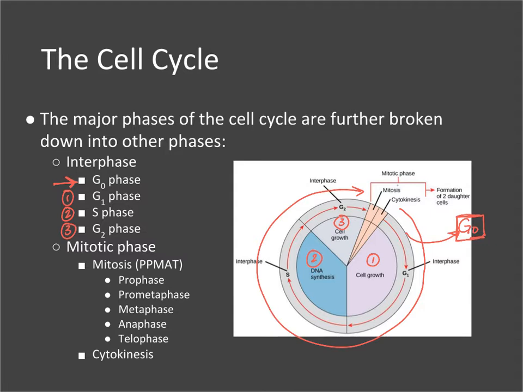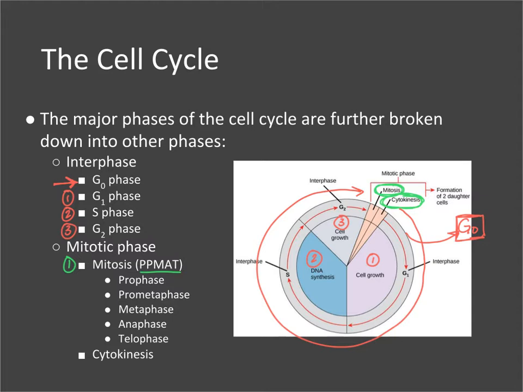Now, the mitotic phase, which includes mitosis and cytokinesis, also includes the subphases of mitosis. So for mitosis we can abbreviate this as PPMAT, and this mnemonic helps you remember the order of the events that happen during mitosis.